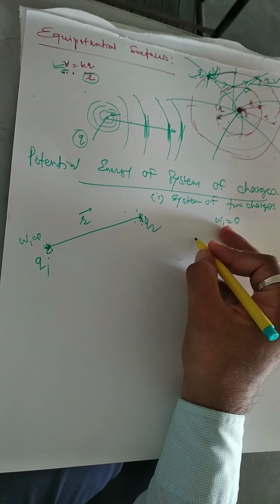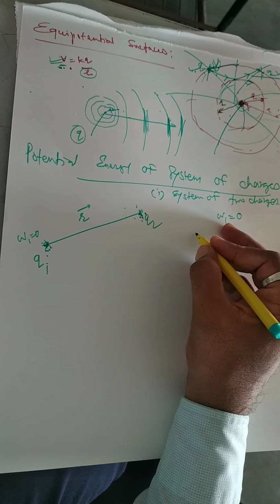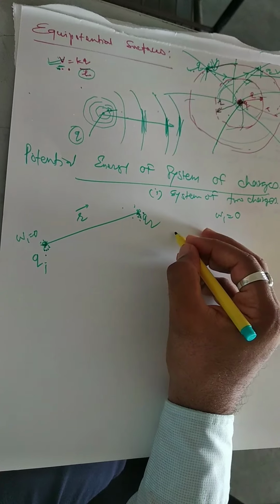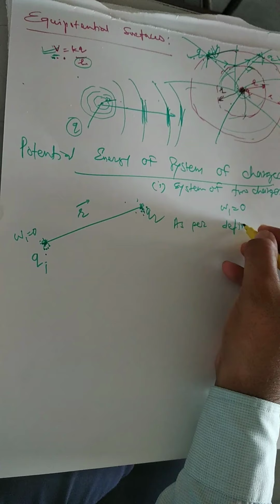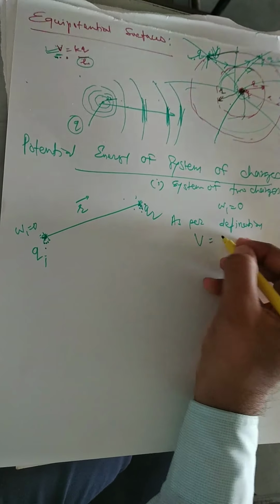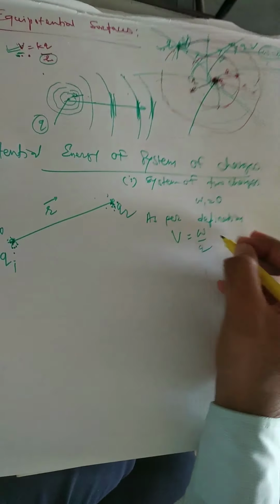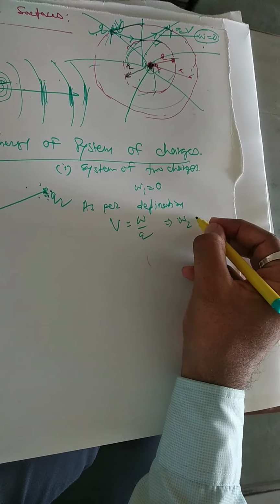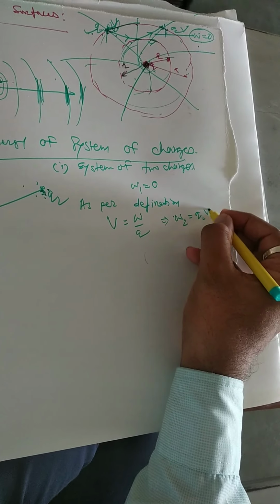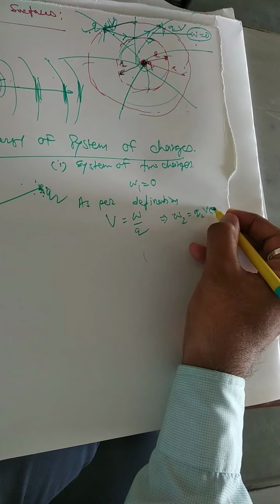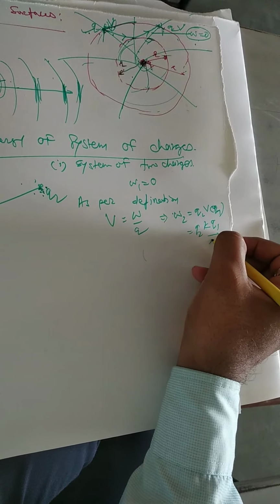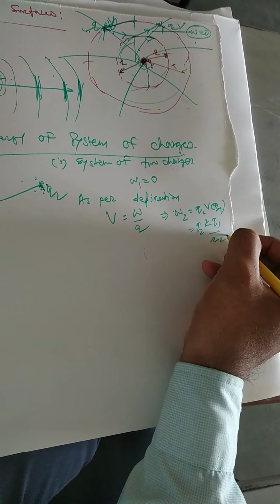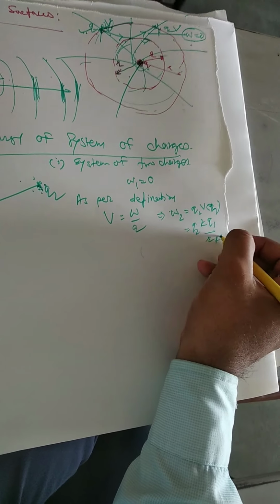As we know, as per definition, the electrostatic potential is W upon q. So for this charge q2, we have the equation W2 is equal to q2 times the electrostatic potential because of this q1. So q2 as it is, and that will be k q1 upon r, where r is r12.